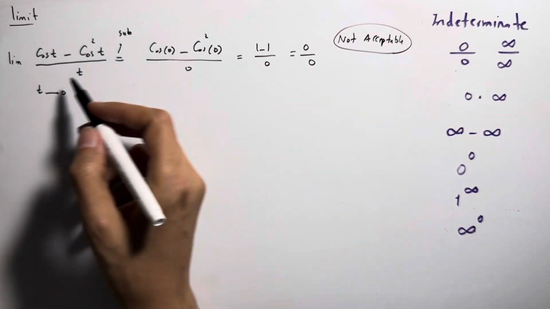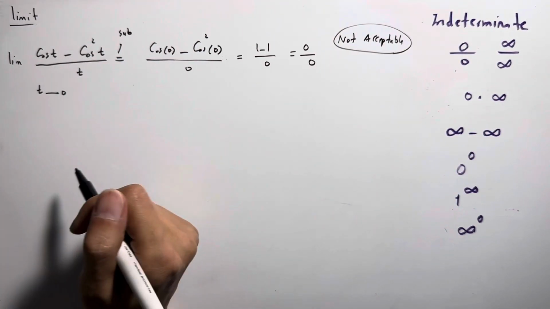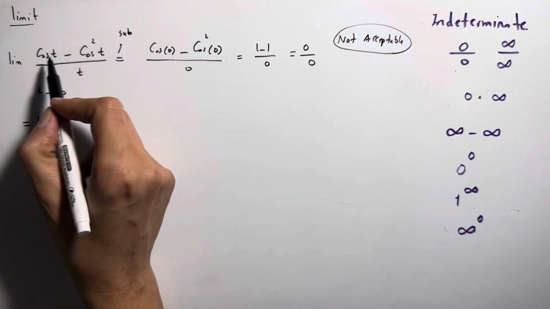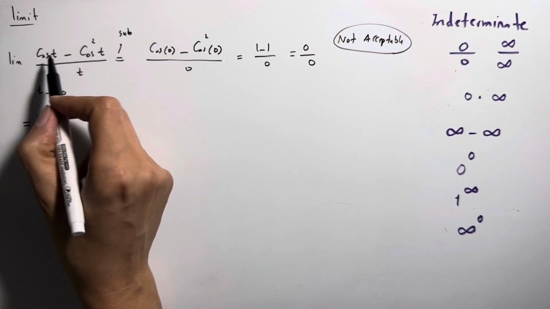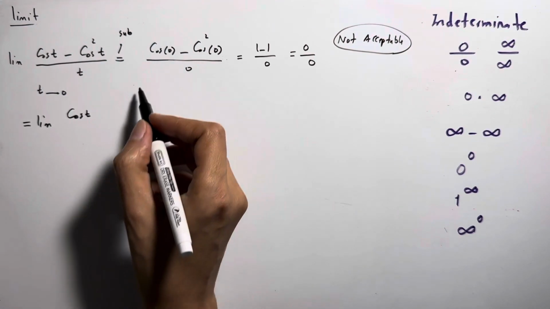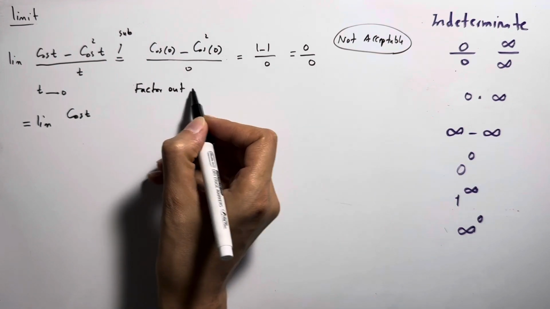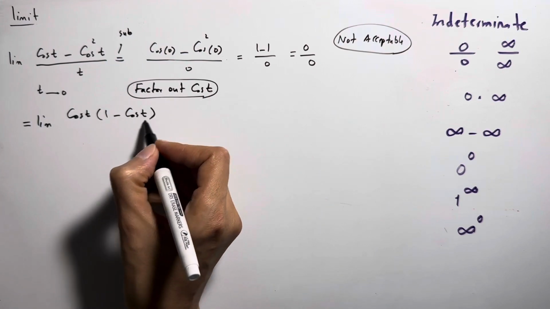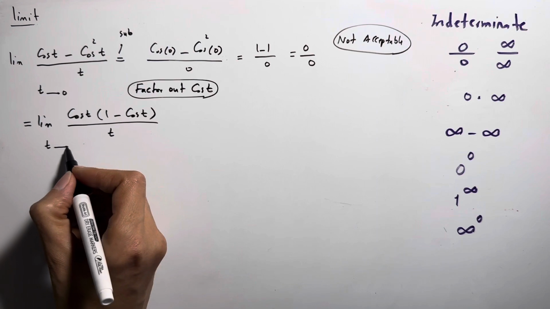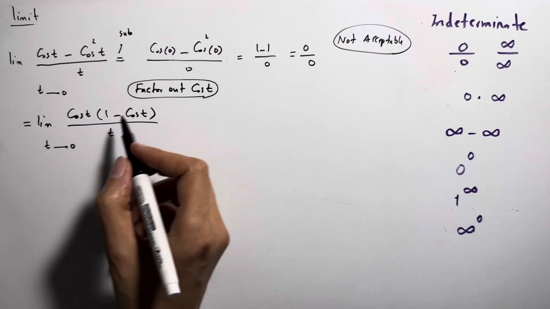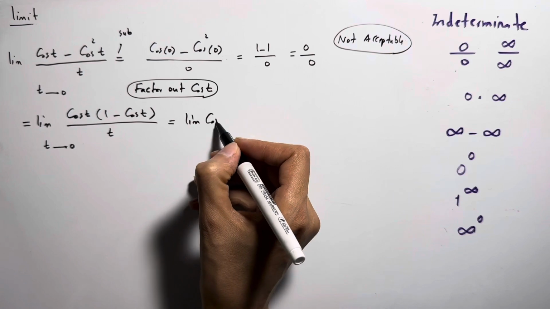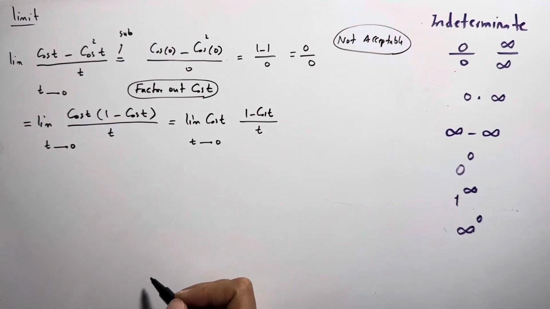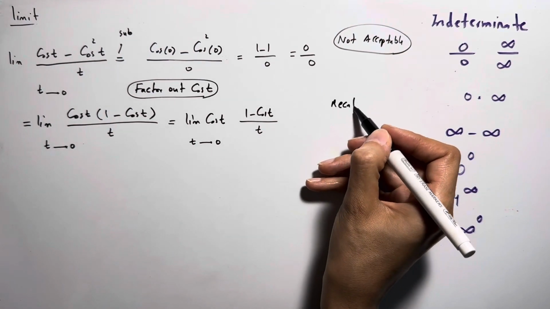When it's not acceptable, it means that we need to go back to the original fraction and try our best to simplify this. This is equal to the limit of, just note that here you have cosine t minus cosine squared. Cosine t is a common factor. So here you get cosine t times 1 minus cosine t divided by t as t goes to 0. You can separate this. You get the limit of cosine t times the limit of 1 minus cosine t divided by t as t goes to 0.